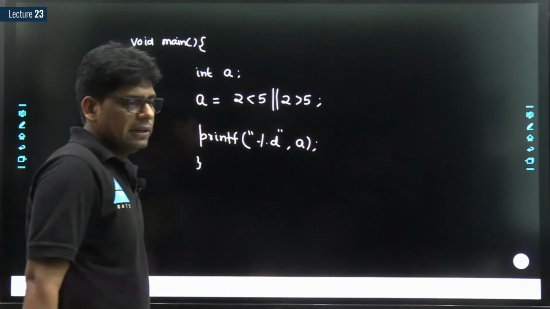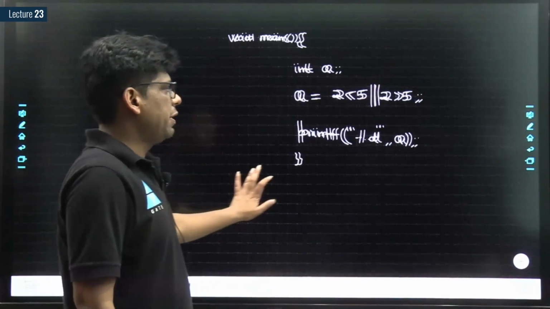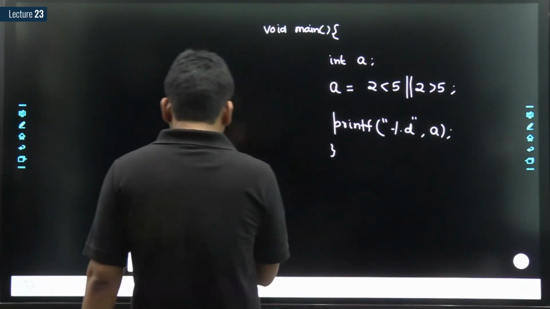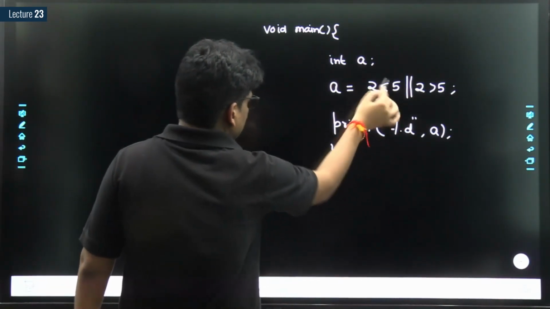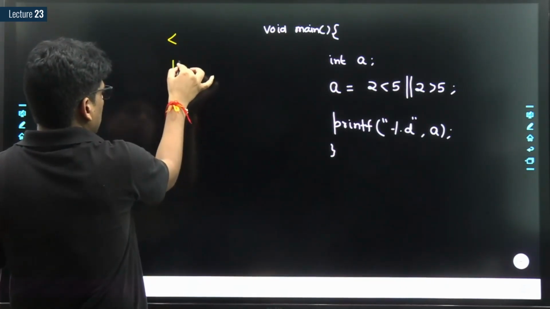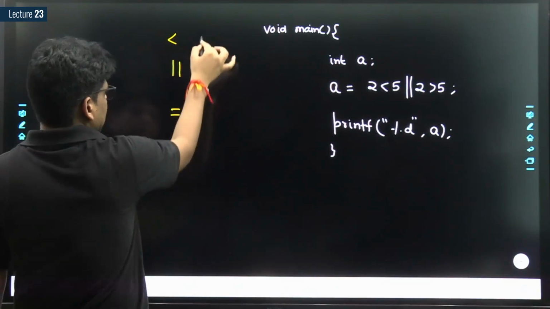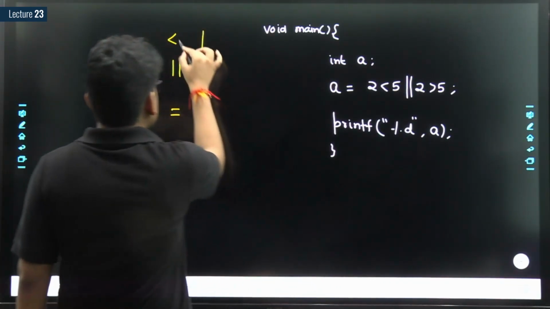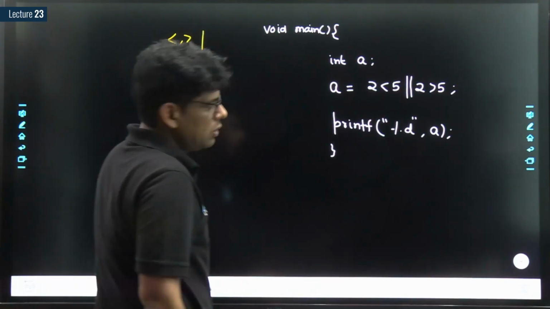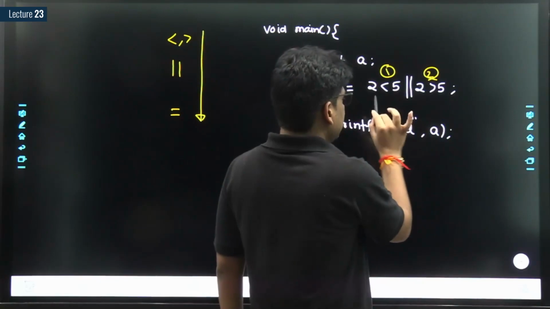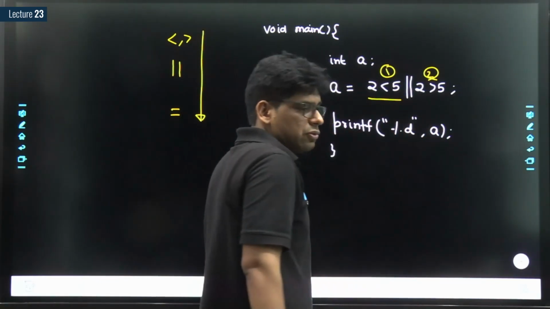Sir, let's try to work upon the OR operator. Okay, sir. If I talk about this, we have the relational operator less than, we have the logical operator and assignment. Sir, the priority is like this. So which one should be performed first? Sir, less than and greater than have the same priority. So either this one or this one. Sir, associativity, that means left to right, this one is coming first.